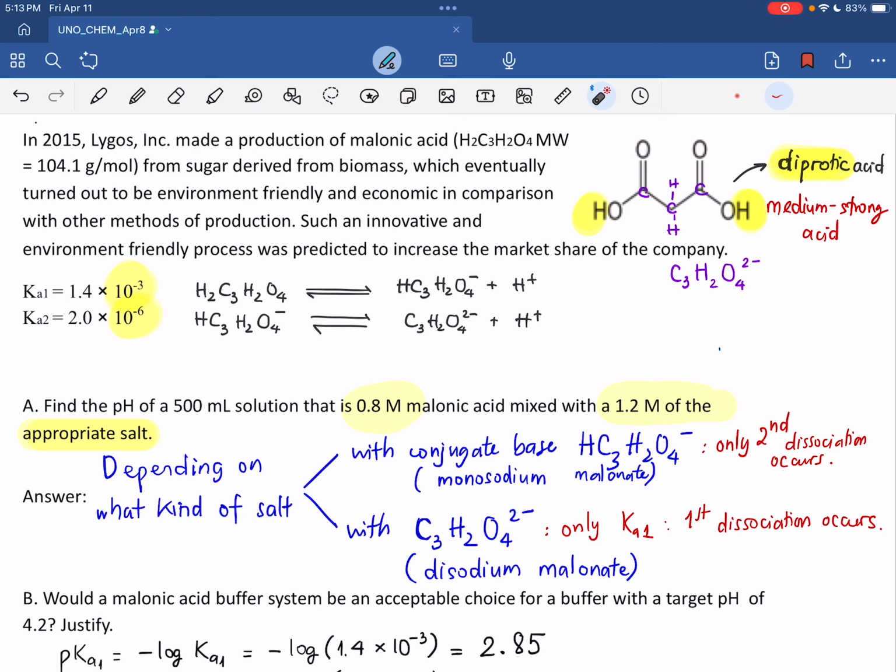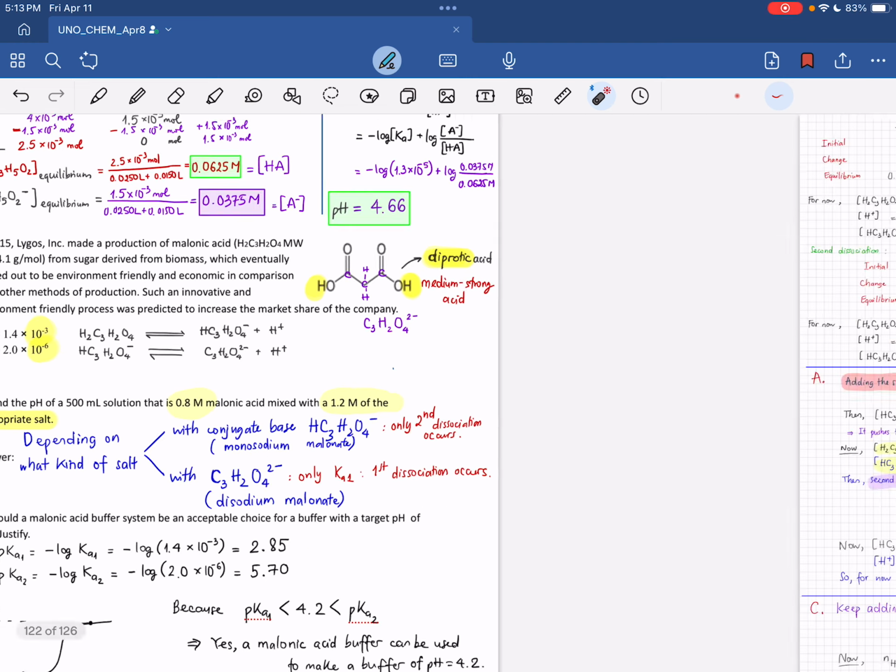So I have to assume that it could be either a salt whose conjugate is the hydrogen malonate. So it could be like the monosodium malonate, or any other kind with another cation. This is just an example. Or it can be another salt whose conjugate base is this group, the malonate group, and it could be the disodium salt, where we have two cations replacing the hydrogens. Okay, so depending on what kind of salt, we can have different pH. And let's jump into the details of this one.